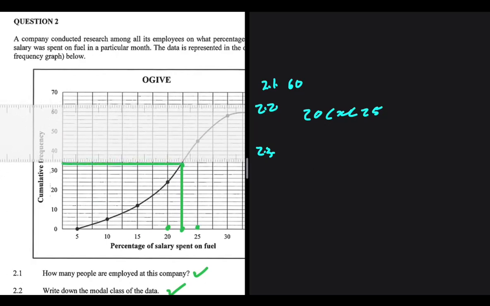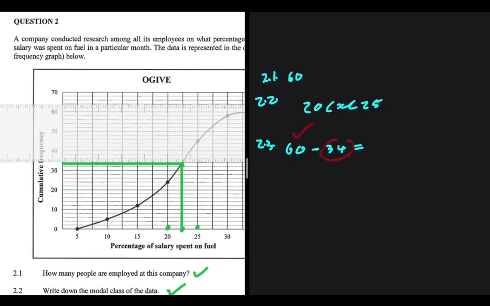So employees that spent more than 22.5% of their salary on fuel will be 60 minus 34. We have a total of 60 people. 34 people spent less than 22.5%. So people who spent more than 22.5% is 60 minus 34, which is 26 employees.